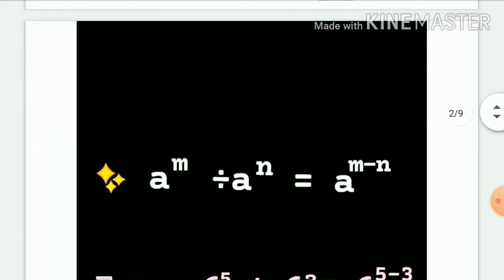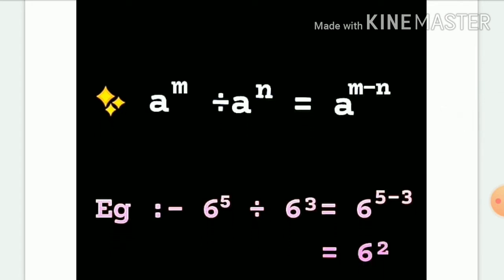Now let us see the second law. For all the laws, here also the same base. Remember that A should not be equal to 0. A should be a non-zero number, and M and N are any integers. It can be a positive as well as a negative integer. So A raised to M divided by A raised to N equals what? Here you can see two same bases are divided, and two different indices are there. So the bases are the same and the indices are different.